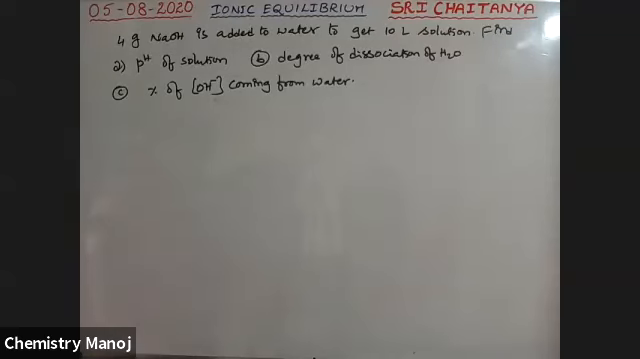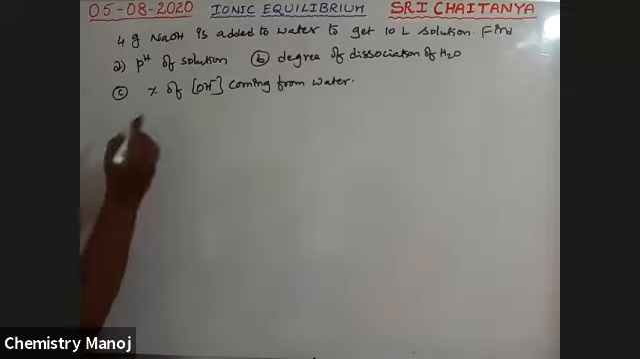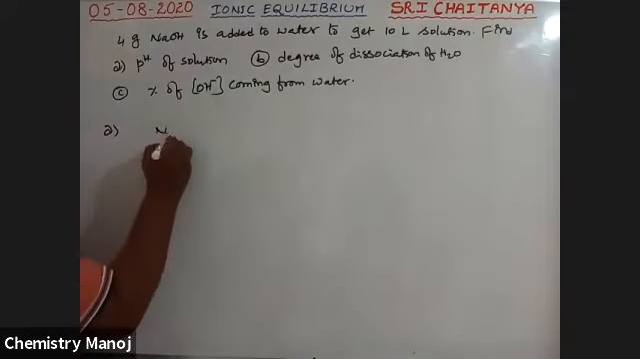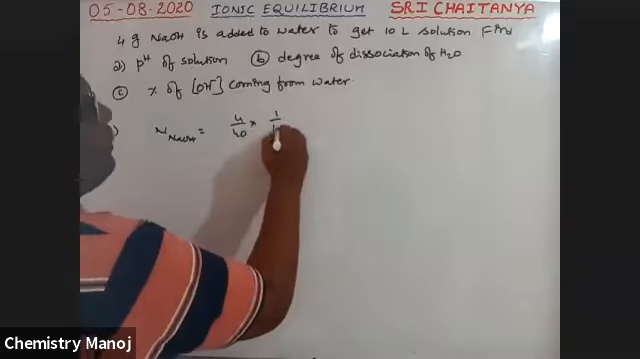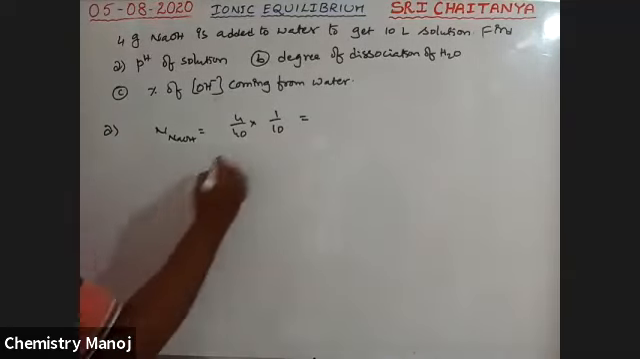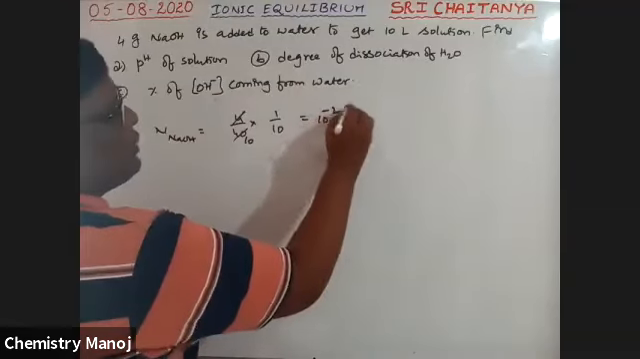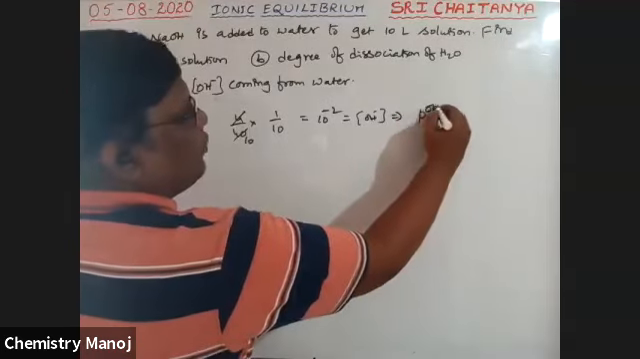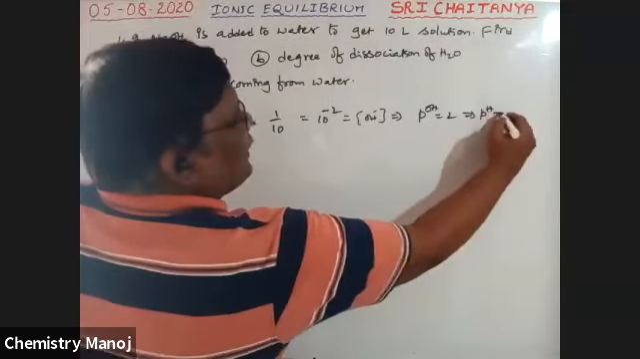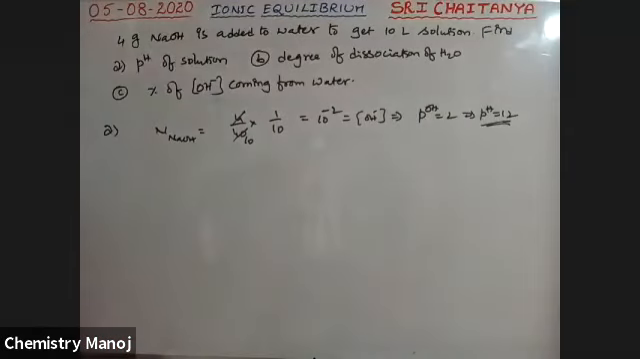First of all, calculate pH. Because NaOH solution is a strong base, calculate normality. So normality of NaOH is equal to weight by molecular weight into 1 by 10, which is equal to 10 power minus 2, boys. So which is equal to OH minus ion concentration, that implies pOH is equal to 2, that implies pH is equal to 12. So this is A. Calculate normality. pH is equal to 12.